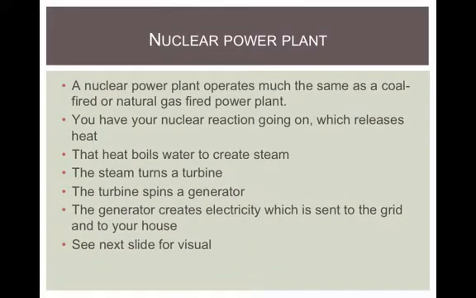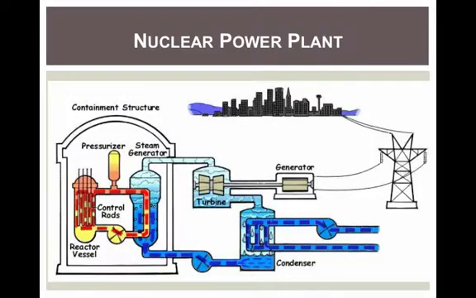So how does a nuclear power plant work? Well, it basically operates the same as a coal-fired or a natural gas-fired power plant. You have a nuclear reaction going on in the core, which is the same thing as the furnace burning. You've got this nuclear fission going on in this contained vessel, creating a lot of heat. That heat is then used to boil water. The steam released from the boiling water goes up into a turbine. The turbine spins a generator, the generator creates electricity, and that electricity is captured and sent to the grid.